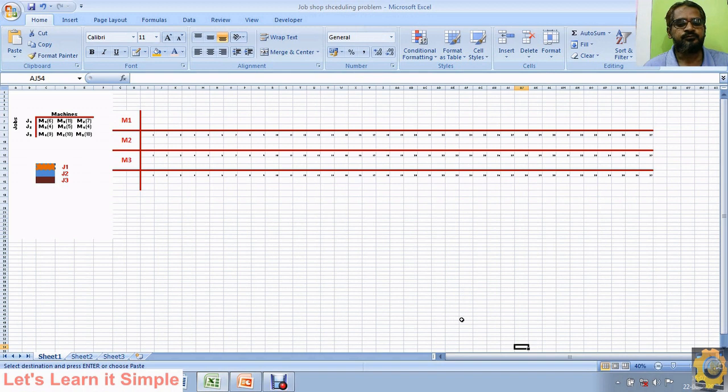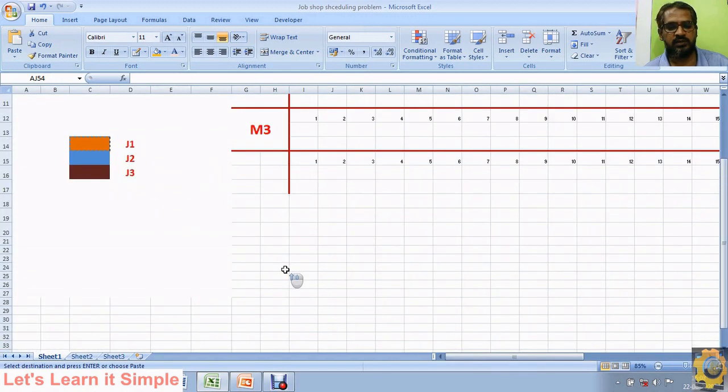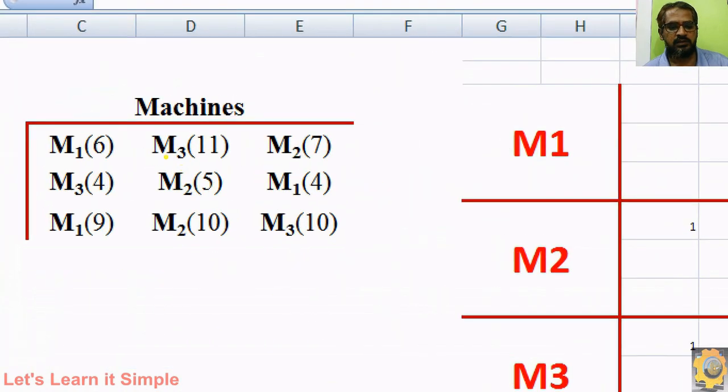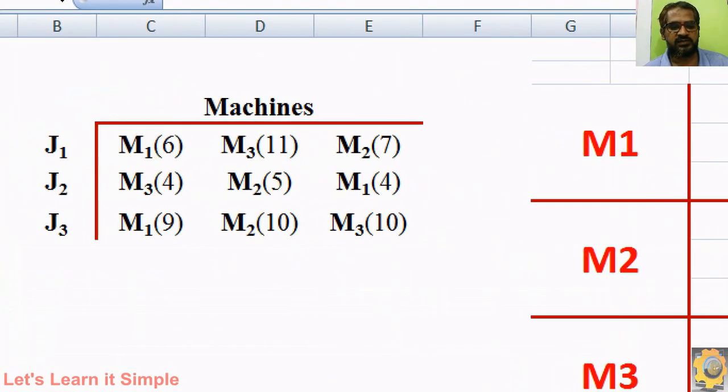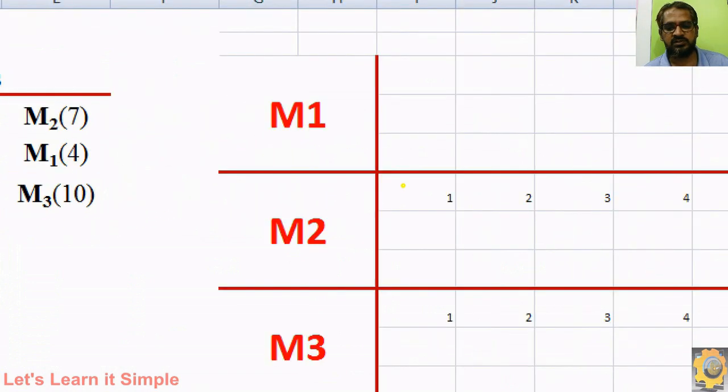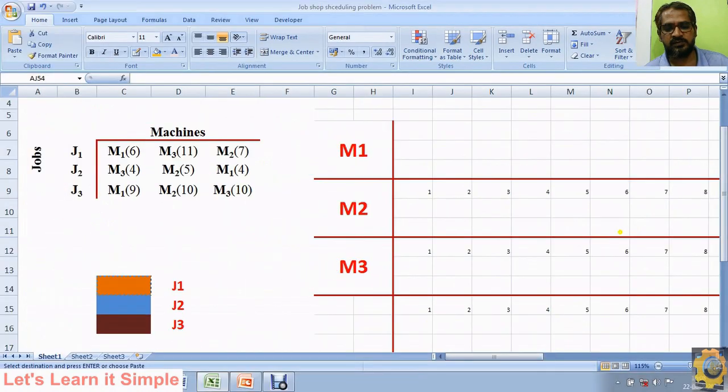Okay. To solve the problem in a Gantt chart, I opened an Excel sheet. Here you have the statement of the problem, which we discussed just before, and we need to sequence these jobs on these machines in the Gantt chart representation.